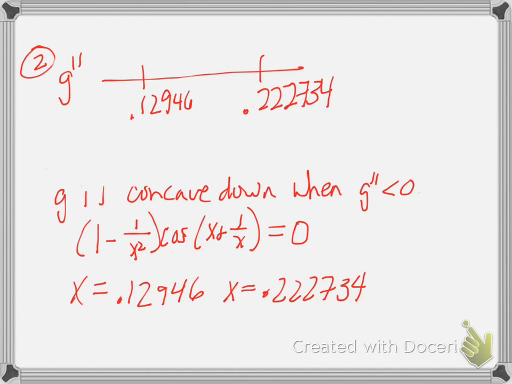You don't have to try anything over here because we only had to do it in the interval from 0.12 to 1. So anything over here is smaller than 0.12, so you don't have to worry about that. When you put values in, you're going to get a negative here, and you're going to get a positive here. The question is asking when is it concave down? So that means it's concave down in here.